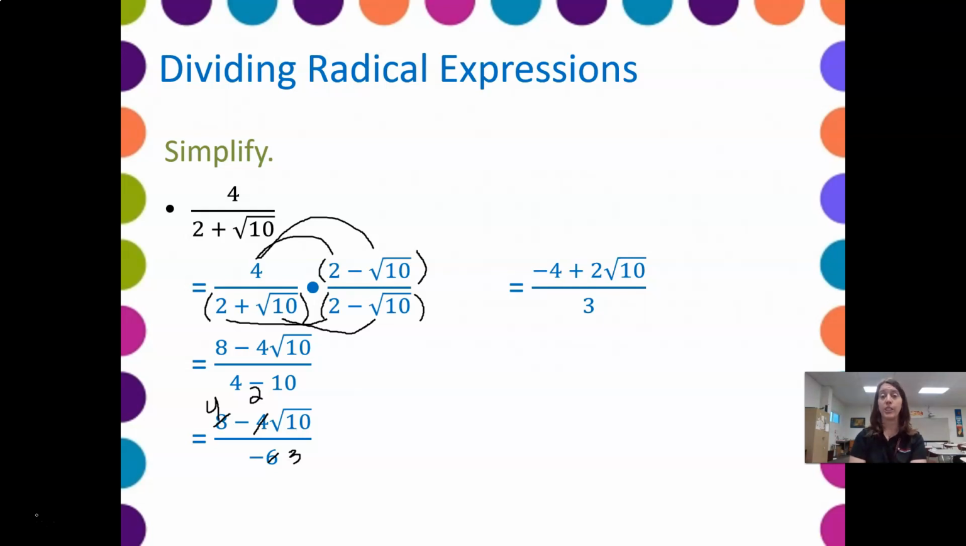At this point in my question, 4, 2, and 3 don't have anything in common. I cannot combine those numbers in the numerator. There's no square root in the denominator, and my question is completely simplified, and that would be my final answer.